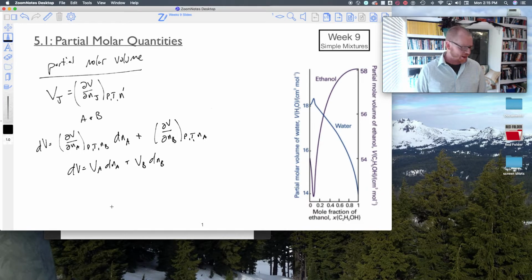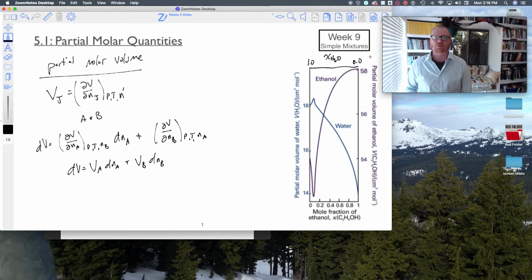So how does this manifest? Well, if we look here, we've got a mixture where there's mole fraction on the x-axis. I'll draw a second axis above. If this is the mole fraction of ethanol, 0 and 1, then up top I could write the mole fraction of H2O, chi. When the mole fraction of ethanol is 0, the mole fraction of water is 1. And when the mole fraction of ethanol is 1, the mole fraction of water is 0. So keep that in mind when we start looking at these graphs.